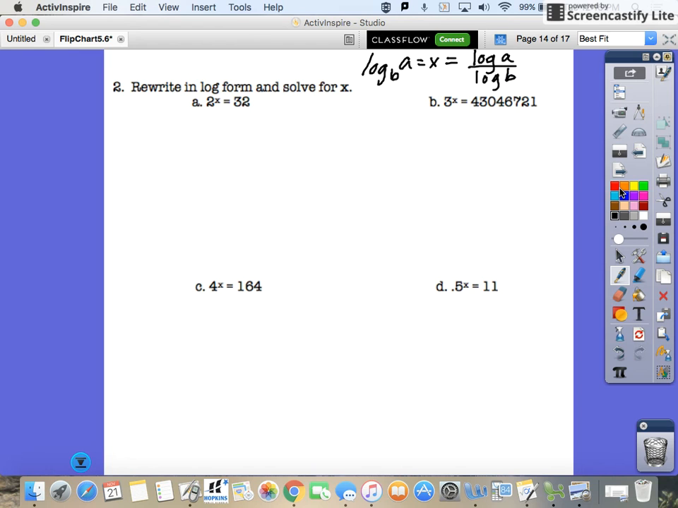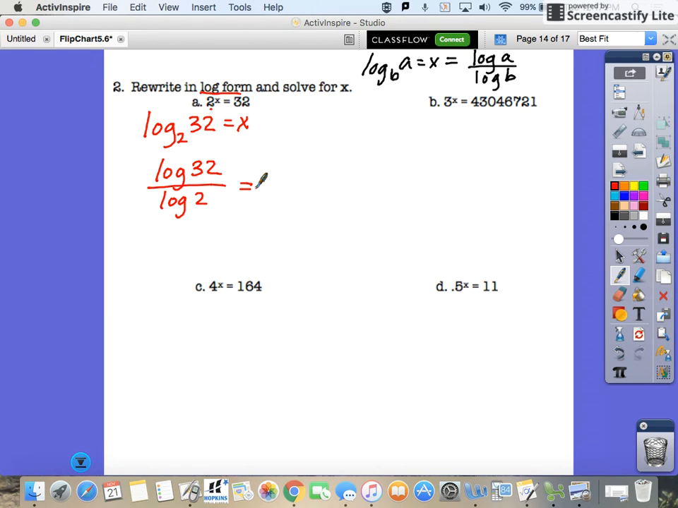So if we rewrite these in log form as it asks, and then solve for x, here's what it'll look like. Log, this is your base. It's the base of your power, so it's going to be on the bottom here, of 32 equals x. The goal here is to get a variable by itself so we can solve for it. So then the consistent rule will be log 32 divided by log 2, and hit enter.